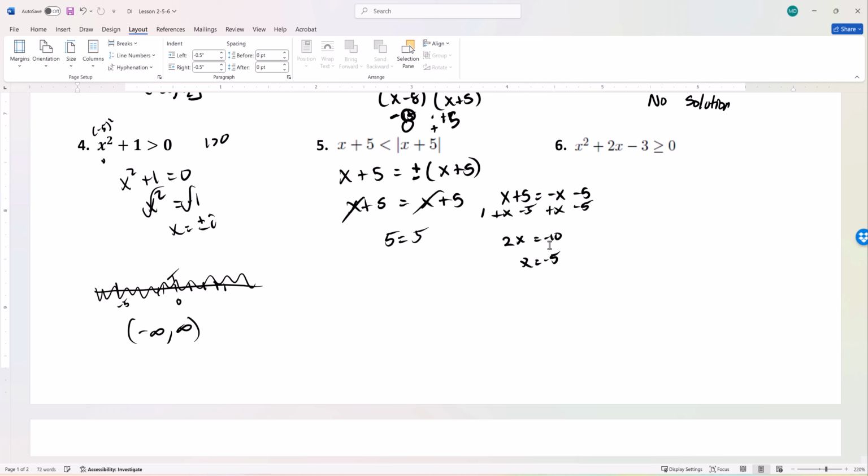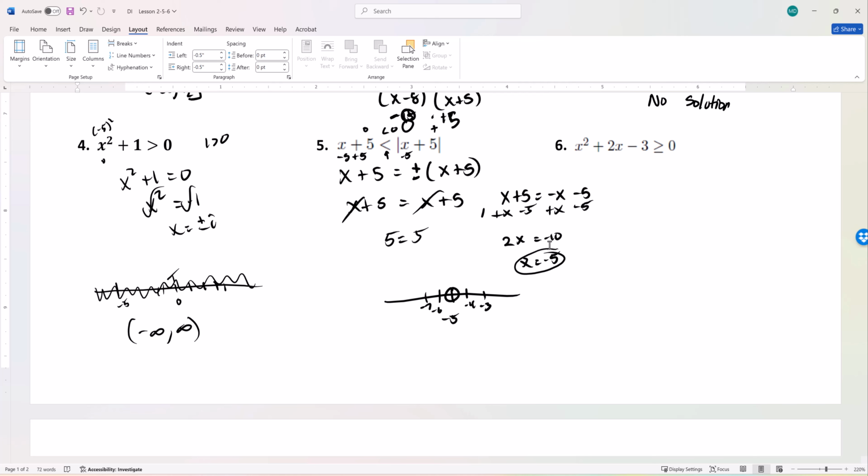Now, I have to test it. So let's plug it in. So if I plug in this negative 5, I get negative 5 plus 5. That's 0. Is 0 less than or equal to 0? No. Okay, but it could be a boundary point, right? Because it's just an open circle. So negative 5, negative 6, negative 7, negative 4, negative 3. And now we test true or false.